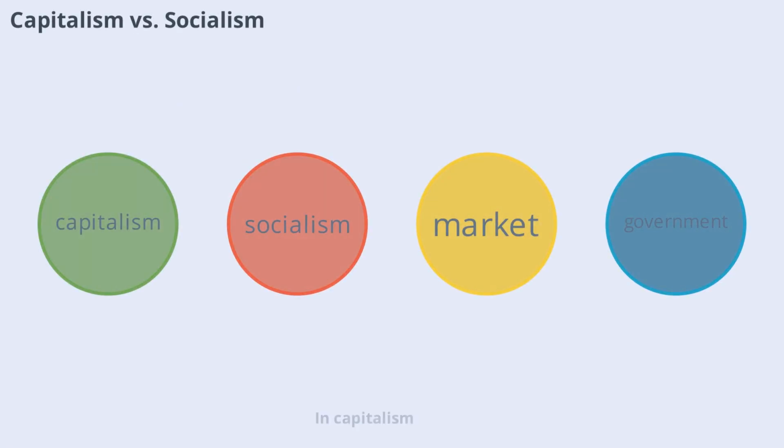In capitalism, the market is driven by private individuals and businesses. They decide what to produce, how much to charge, and whom to sell to. In socialism, the government plays a larger role in directing resources and providing essential services. Both systems have strengths and weaknesses, and most countries blend elements of each to meet their unique needs.